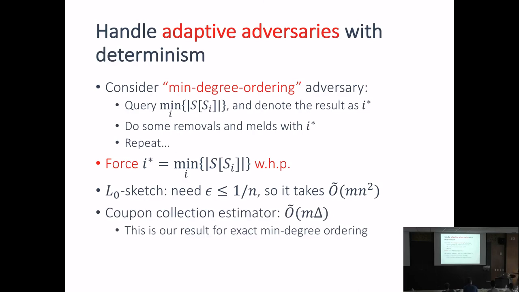However, we can use the coupon collector estimator. Given that the coupon collector estimator doesn't need that many copies, that many samples, to get concentration, you only require delta log delta copies to guarantee the high probability result for every reachable set. So the overall cost of this coupon collector estimator will be n times delta. And this is how I get the exact minimum result.